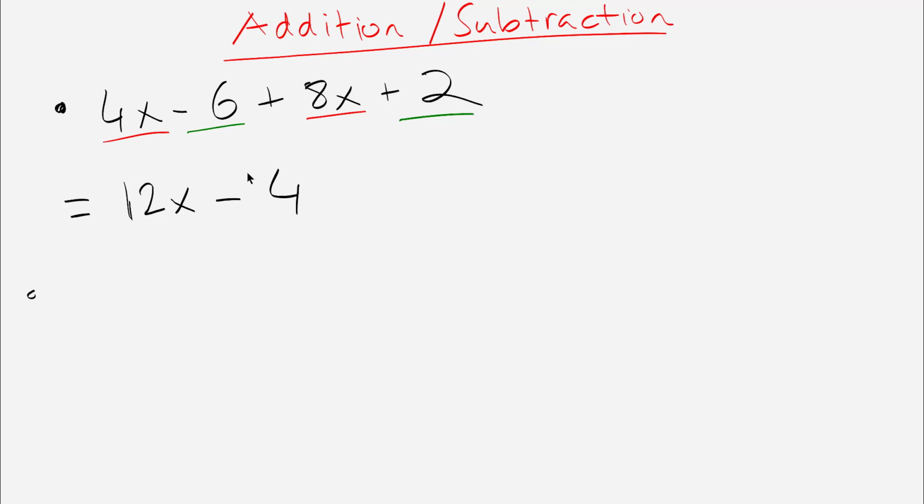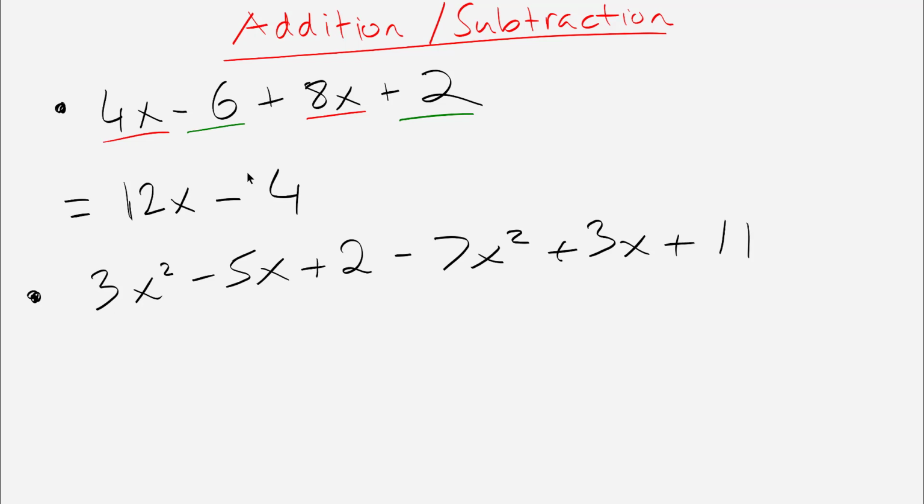Let's have a look at another example. Let's say I have 3x squared minus 5x plus 2 minus 7x squared plus 3x plus 11. So now I have three types of terms. I have my x squareds, I have my x's, and I have my constants. And once again, you can add like terms.